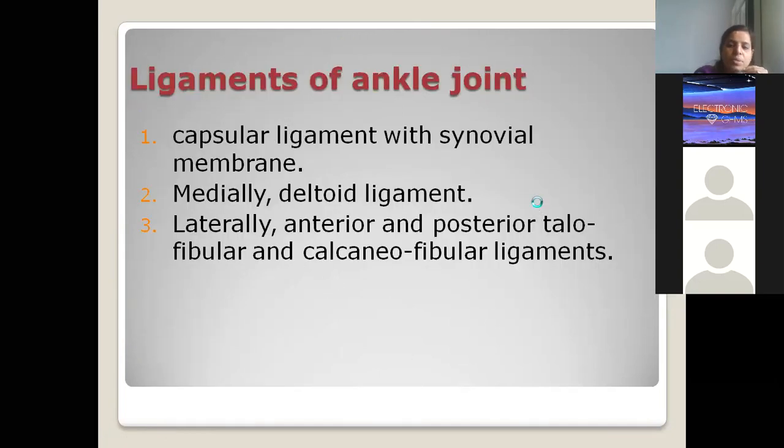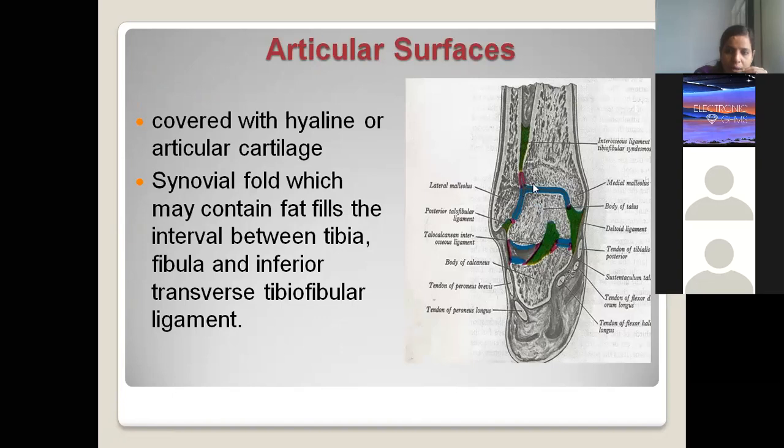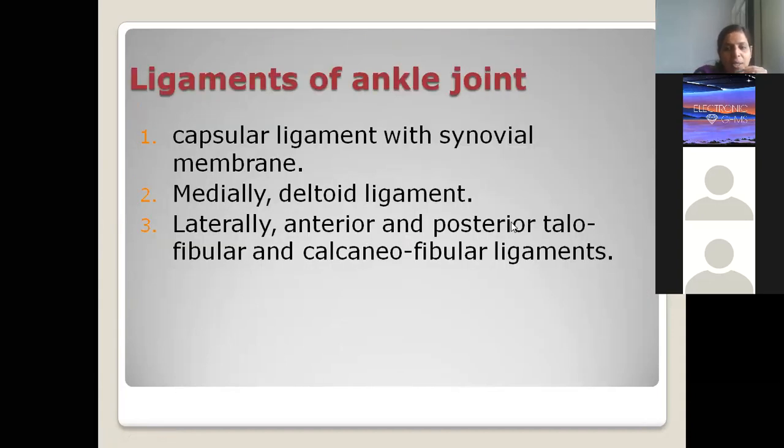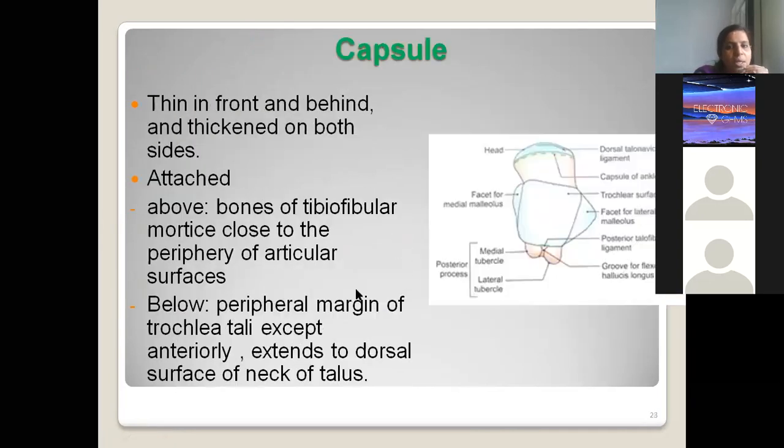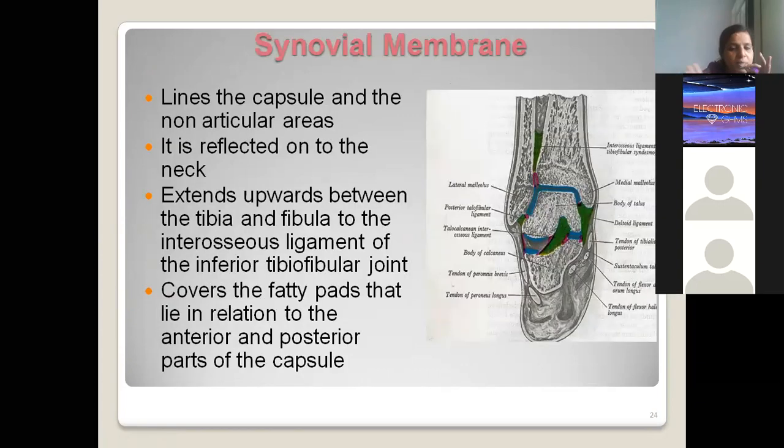Again, if you go back to this picture, these blue lines are nothing but indicating the fibrous capsule. The attachments of the fibrous capsule are the margins of the medial malleolus, lateral malleolus, and inferior aspect of tibia, and the trochlear surface of the talus bone. It is thin anteriorly and posteriorly, but thick laterally and medially because the deltoid and the lateral ligaments are seen on the medial and lateral side. Of course, we know synovial membrane lines the capsule.